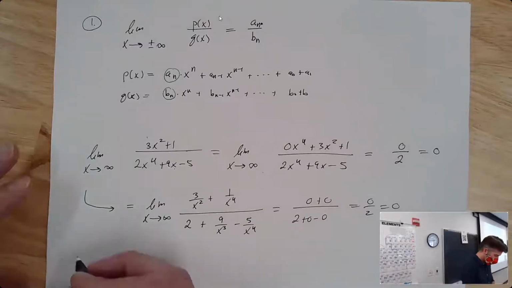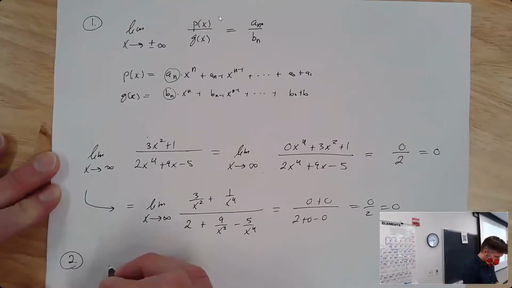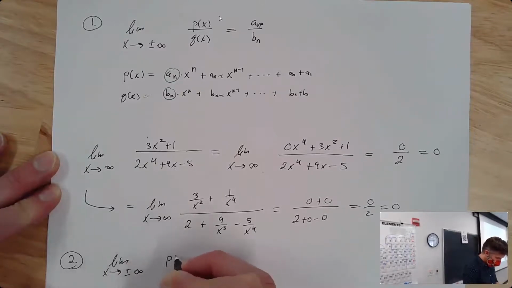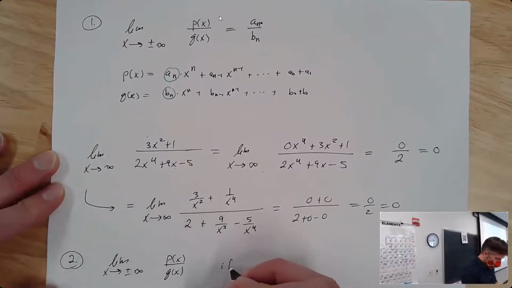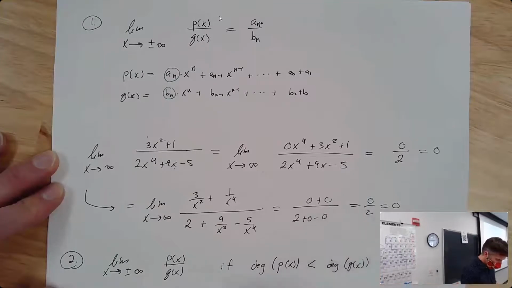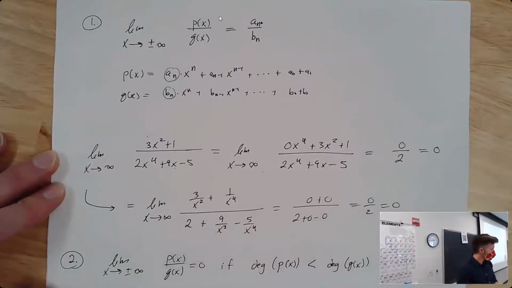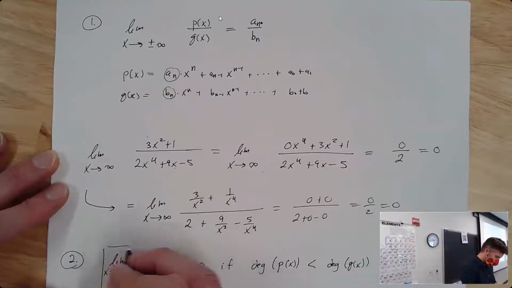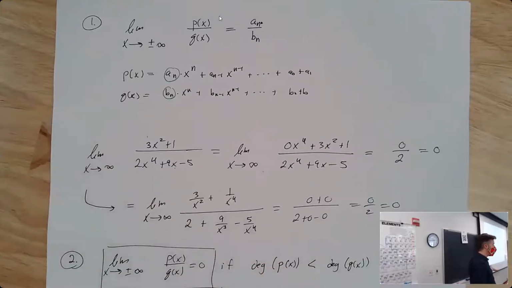Generally, for the limit as x goes to either positive or negative infinity of p of x over q of x, I'm going to write this one nicer. If the degree of p is less than the degree of q, then the limit's equal to 0. Which makes sense, right? The bottom is growing faster than the top. So the overall fraction is getting smaller and smaller and smaller.